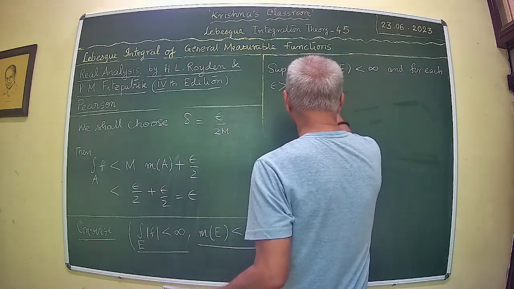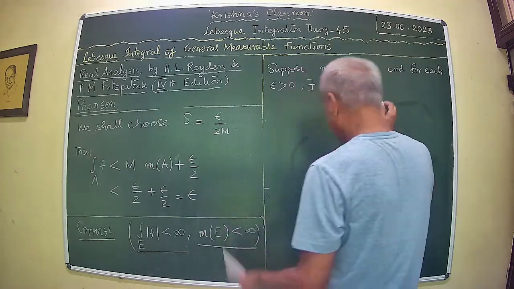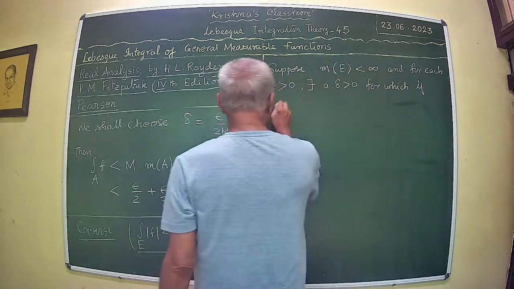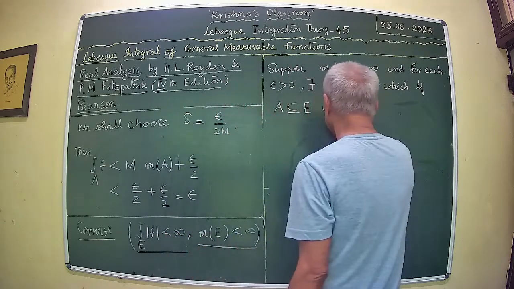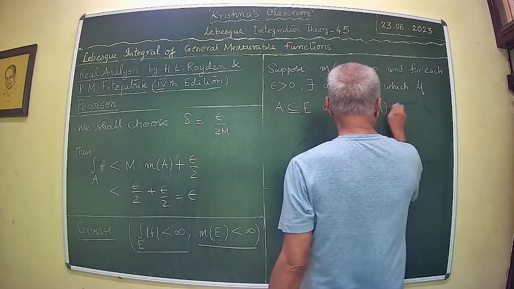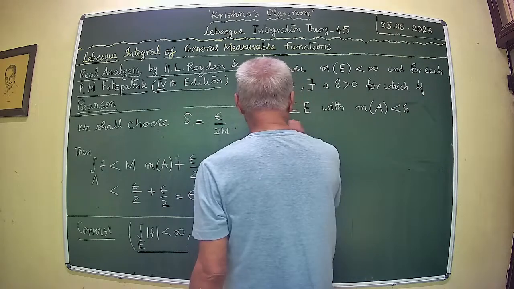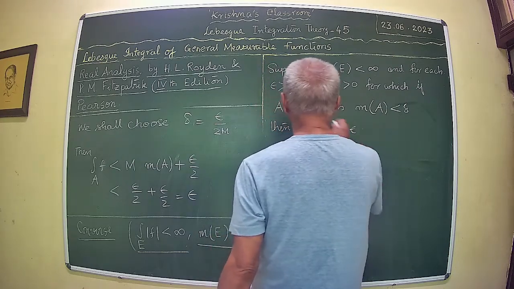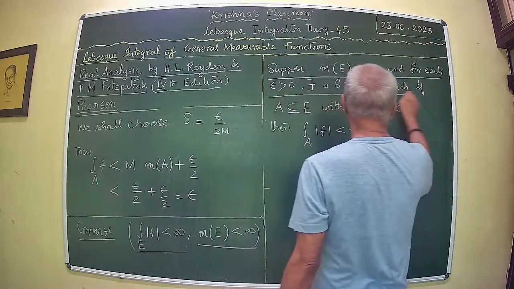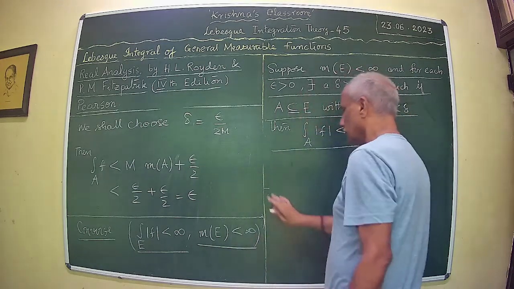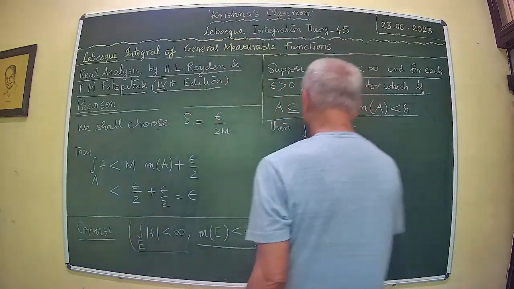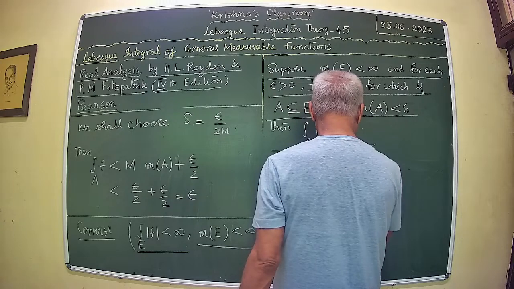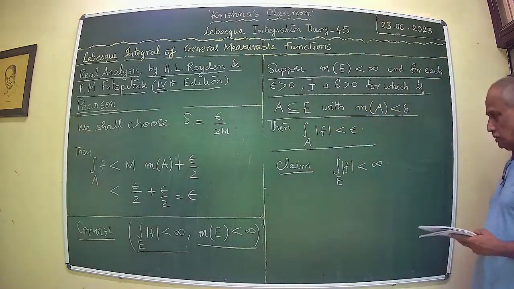there exists a delta positive for which, if A is a measurable subset of E with measure of A less than delta, then the integral over A is small. Now this is the assumption. Now let us use this to come to this conclusion. Okay. Then we claim, this is what we want.